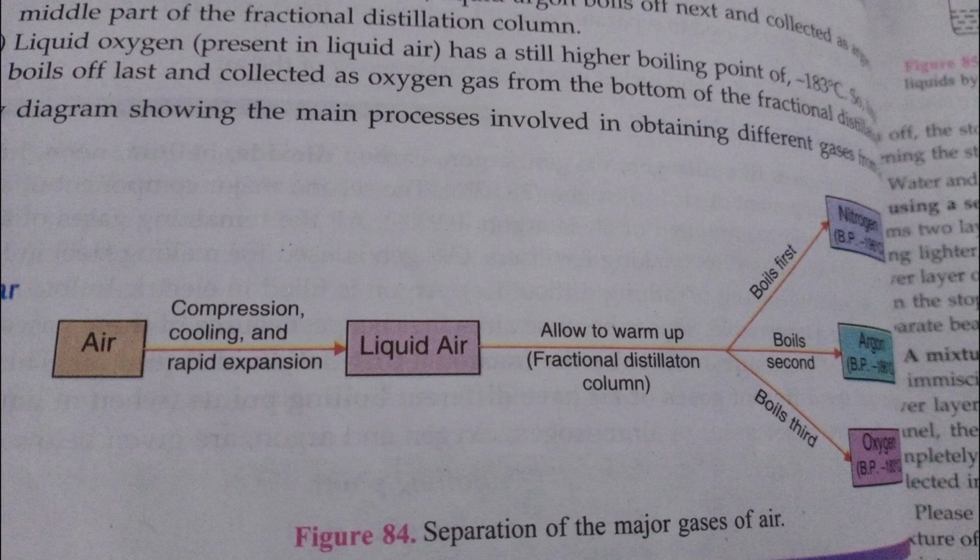This is the next technique. Air is a mixture of gases like nitrogen, oxygen, argon, carbon dioxide, helium, neon, krypton and xenon. The major component of the air is nitrogen. Oxygen is the second major component of air, whereas the other ones are present in very little amounts. So, air is separated into component gases by the following steps.